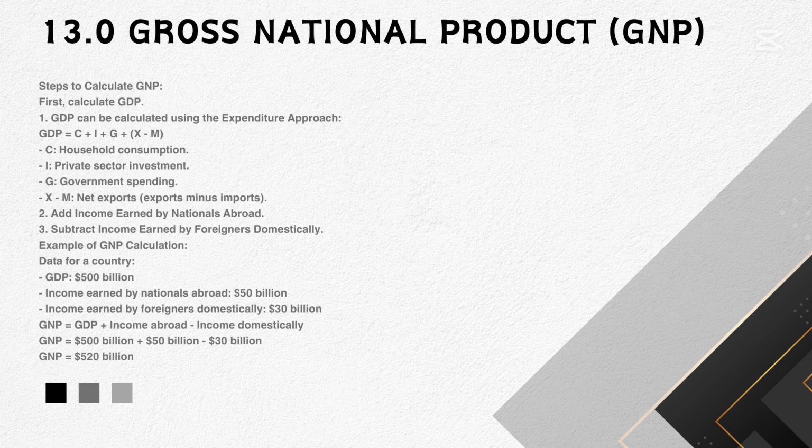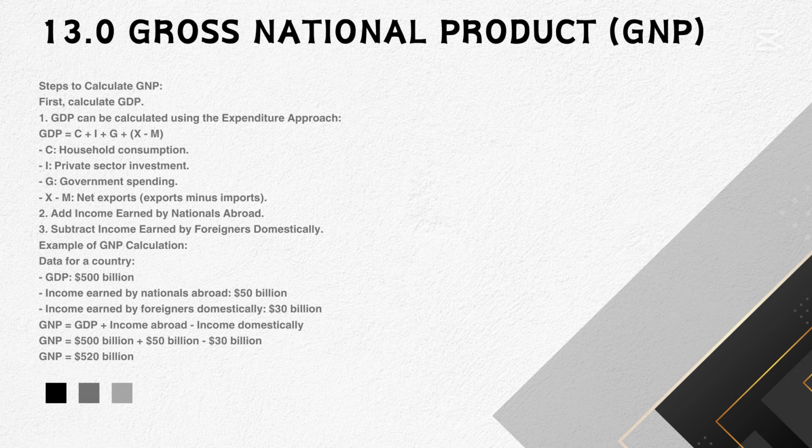Steps to calculate GNP. First, we start with the GDP value. First, add the income earned by nationals abroad. Second, subtract the income earned by foreigners domestically.